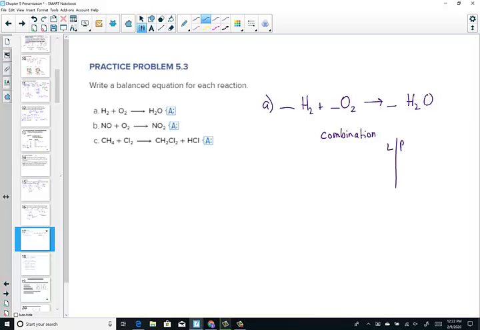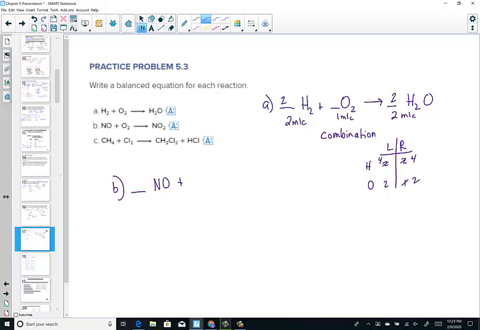T-chart, left, right. We want to count H's and O's. 2 H's, 2 O's on the left, 2 H's, 1 O on the right. So you repaired your oxygen by doubling the water. That got the oxygens working, but it also messed up the hydrogen. No worries, you backed up and you placed a 2 and repaired your T-chart. 2 to 1 to 2. 2 molecules of hydrogen react with 1 molecule of oxygen to form 2 molecules of water. Perfect. How'd you do for B?